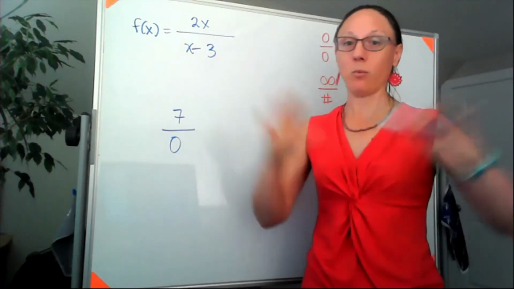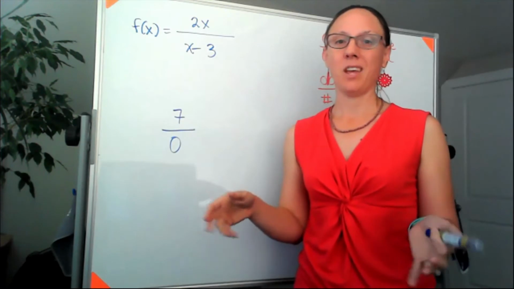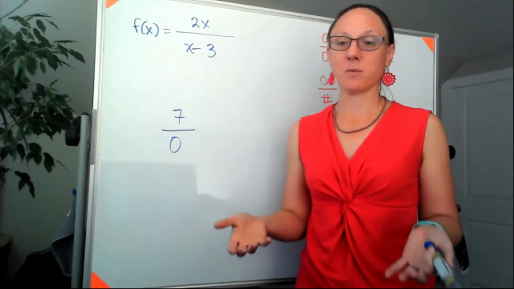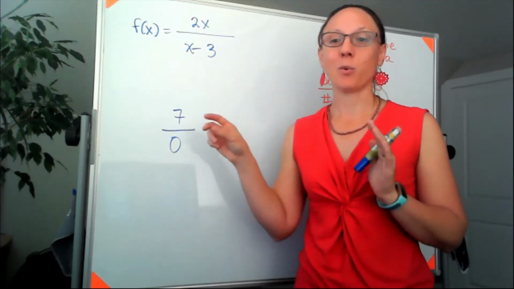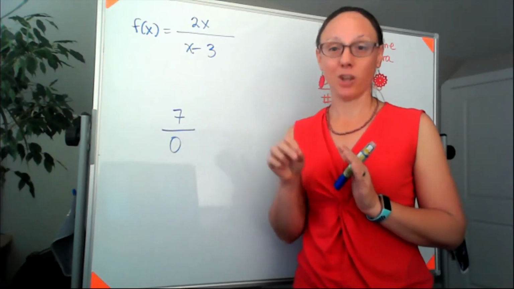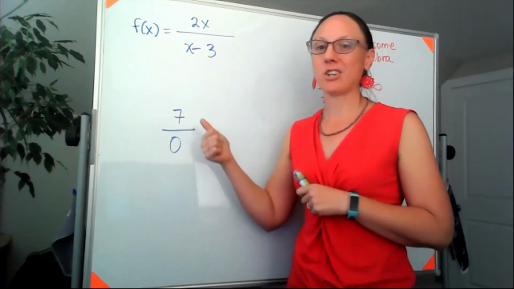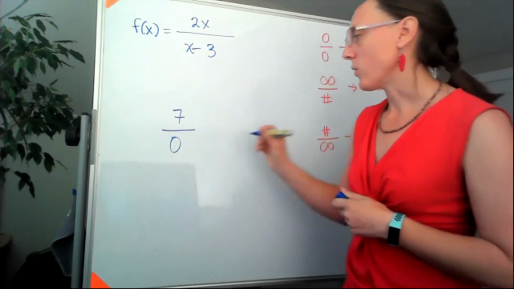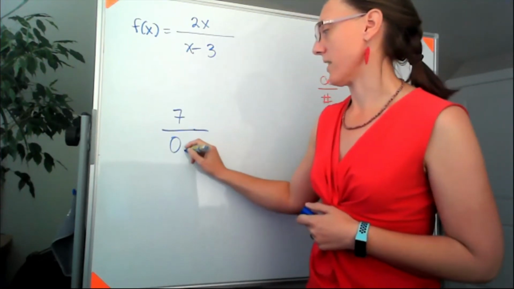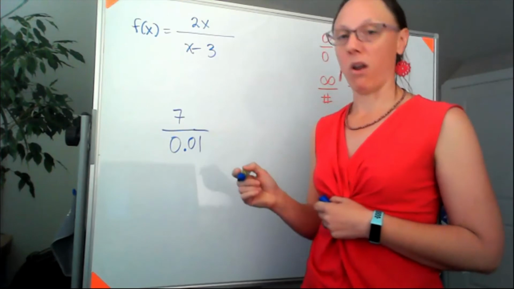So if I have 7 and I divide it by 0, we all know from back in the day, teachers said, wait, you can't divide by 0. Well, we're not really going to divide by 0 because we're thinking about limits. So we're getting really, really close to a number. We're not actually going to get to 0. So let's say I just got kind of close to 0, like 0.01.